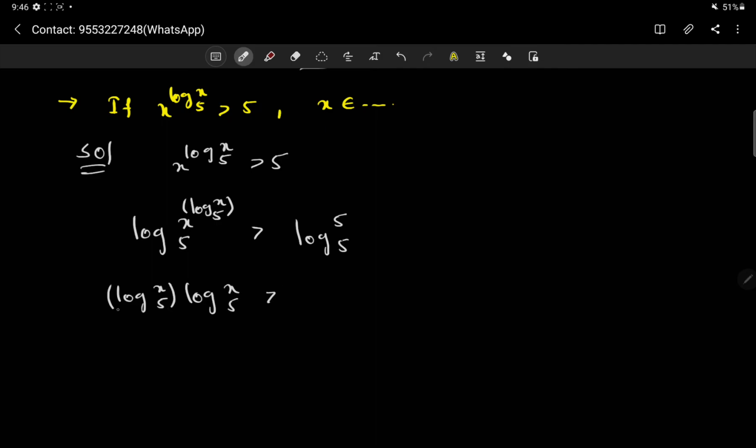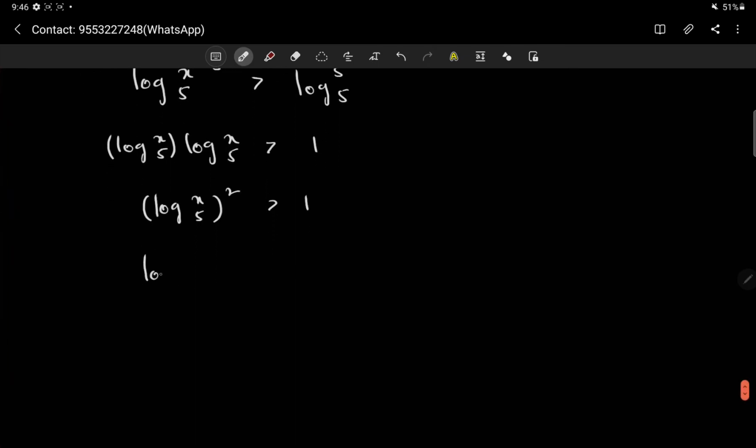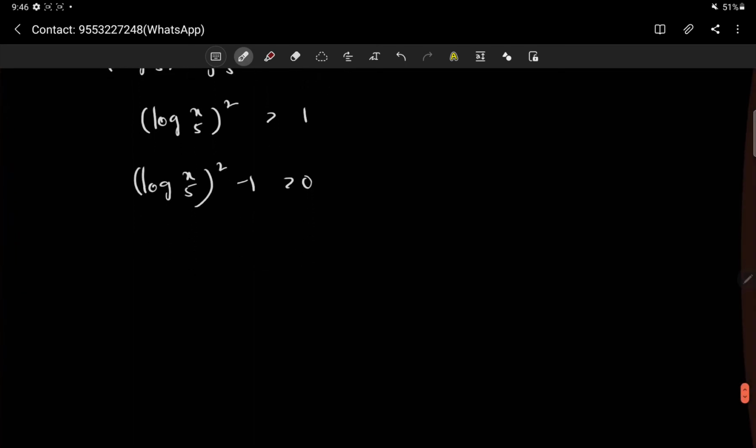greater than log 5 base 5, whose value is what? 1 only. So here you can have (log x base 5) whole square more than 1, right? From this, (log x base 5) whole square minus 1 you can write greater than 0. Now in place of log x base 5 I am going to take y. So y square minus 1 can be taken as 1 square greater than 0.